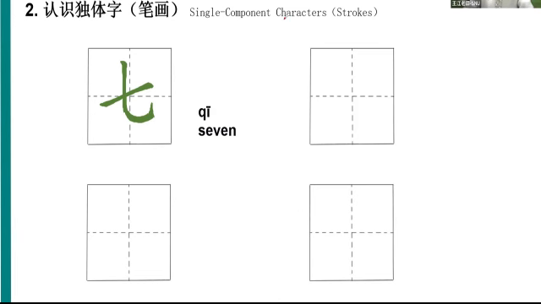Okay, so horizontal, vertical curved hook. Let's write it together. Horizontal: when we write this stroke, we should write it from the left side to the right side. Vertical curved hook. Horizontal, vertical curved hook. So 七, it means 7. Okay, let's go on to learn the second Chinese character.